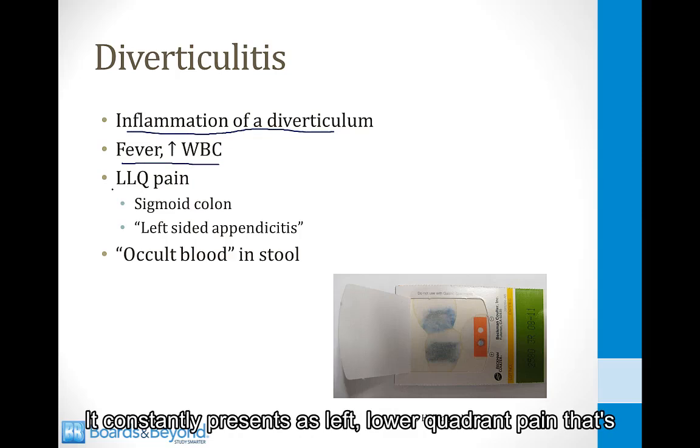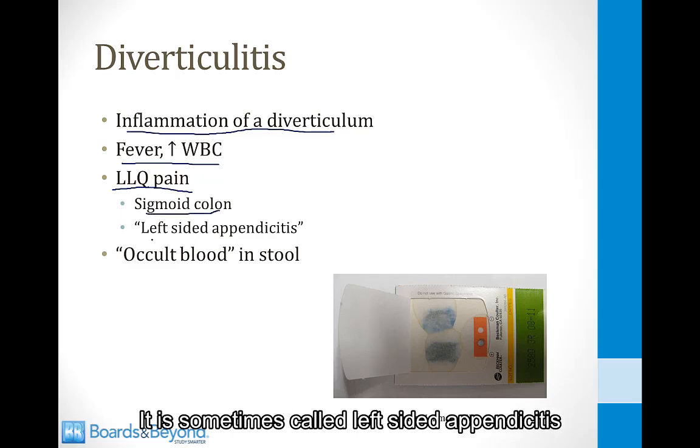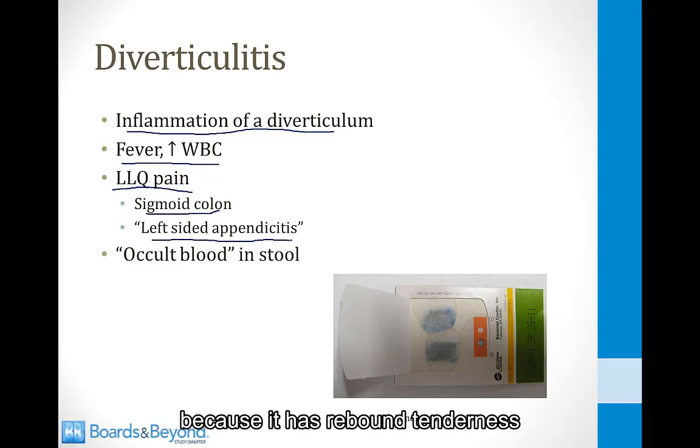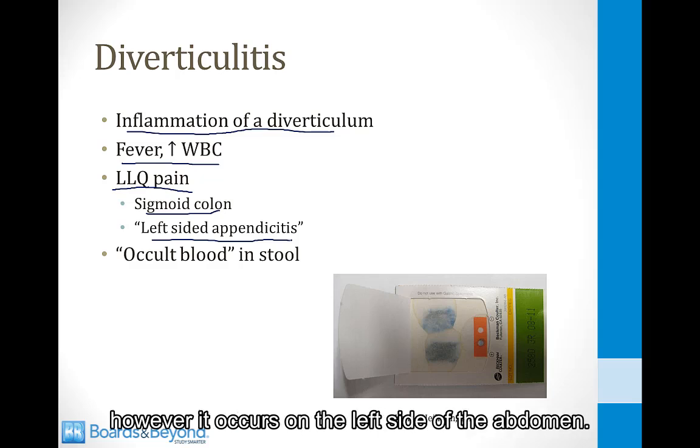It classically presents as left lower quadrant pain. That's because usually diverticulitis occurs in the sigmoid colon. It is sometimes called left-sided appendicitis because it has rebound tenderness and other signs and symptoms of appendicitis. However, it occurs on the left side of the abdomen.